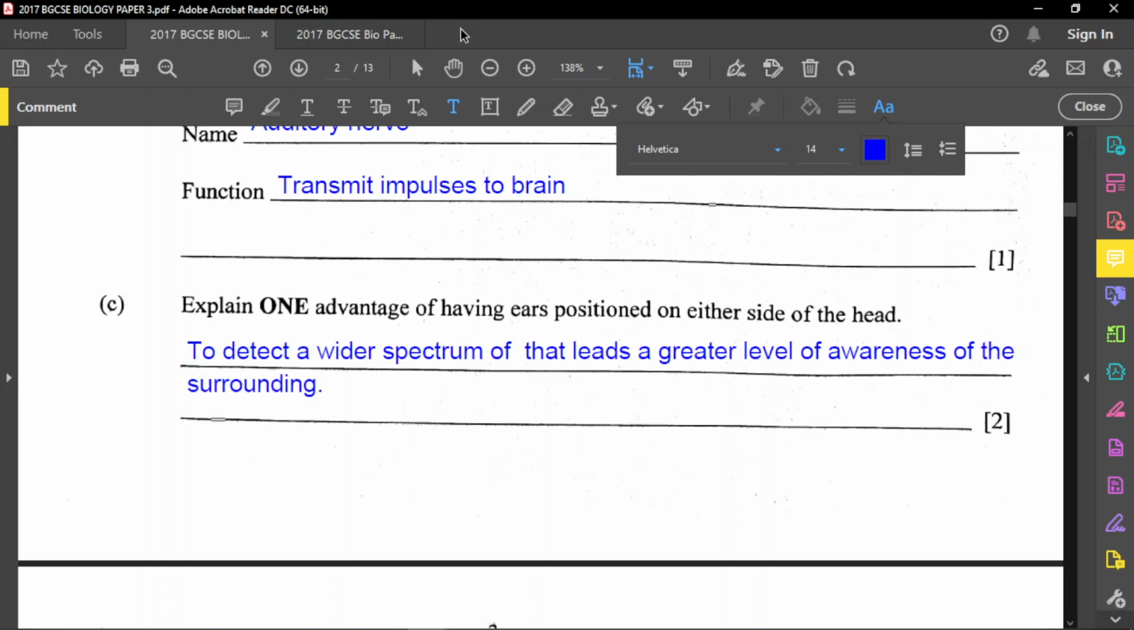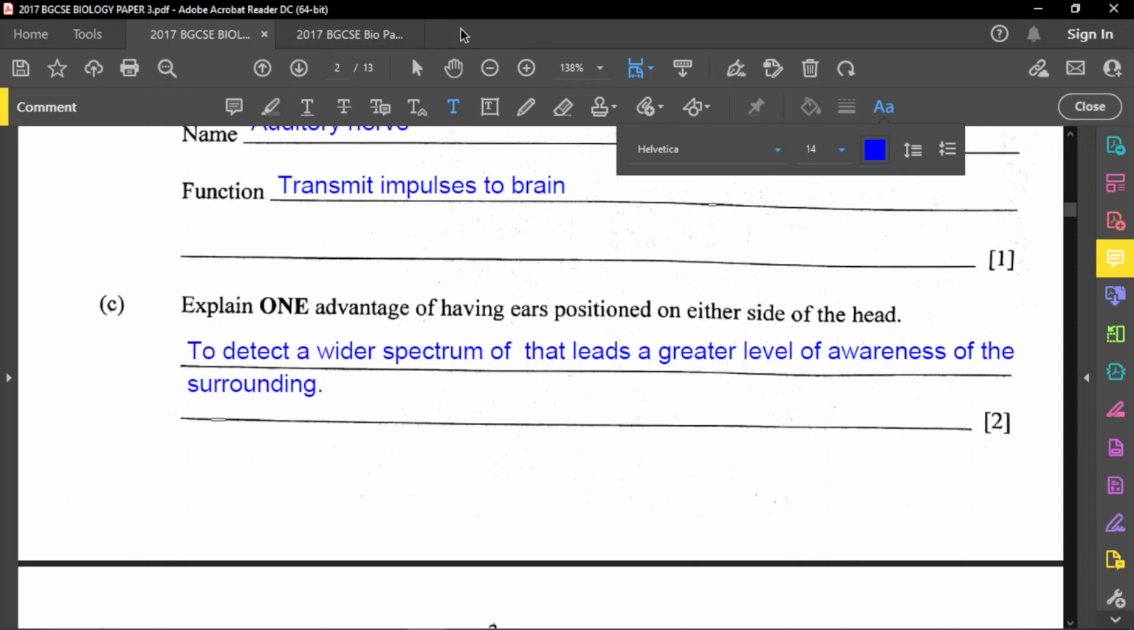So you get a greater awareness of your surrounding, so it can also help you in terms of your protection, in your response to things in the environment. If you have only one ear, you're going to get sound from one side of your body, and you won't necessarily hear things coming from the other side. To help you detect a greater range of sound around you, that's why I use the word spectrum.